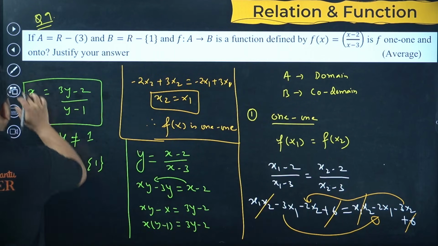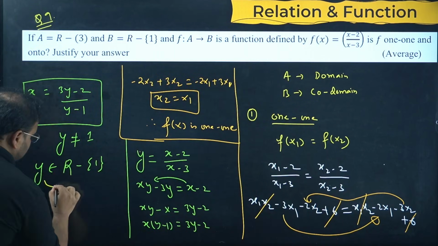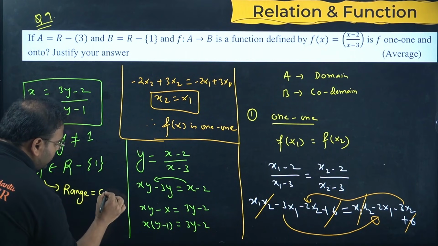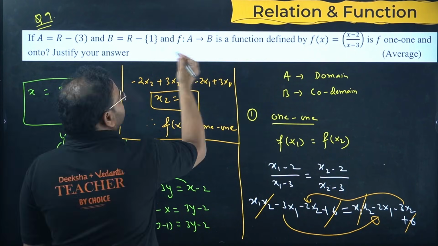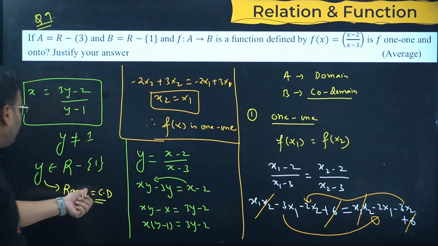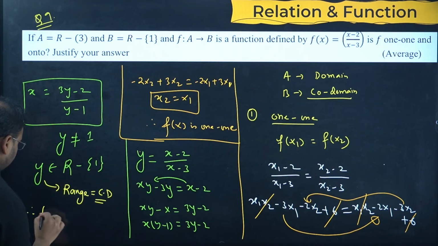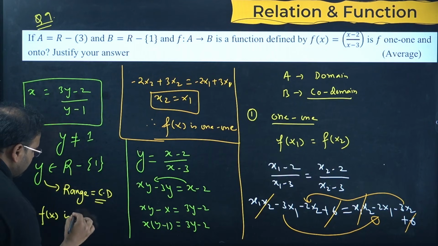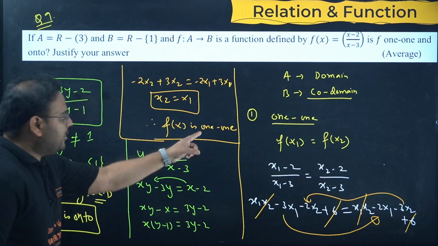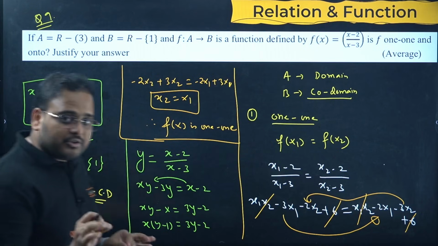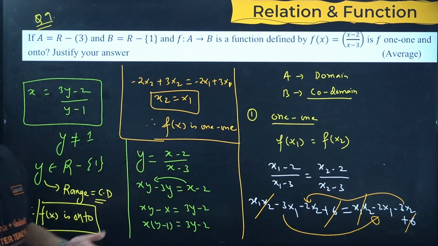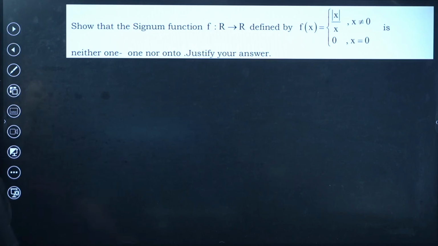And this represents what? This is nothing but your range. Check carefully. This is coming equal to your codomain. Here, B was the codomain. So your range is coming equal to the codomain. Therefore, the given f(x) is onto. The given function is one-one and onto. Good question, worth 5 marks. Very good question, but not difficult. Question number 10 now.